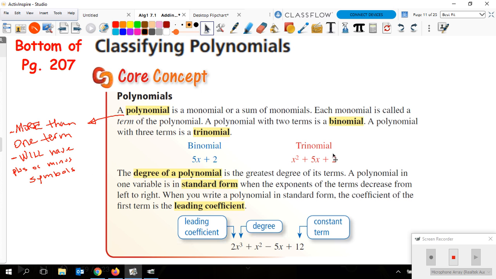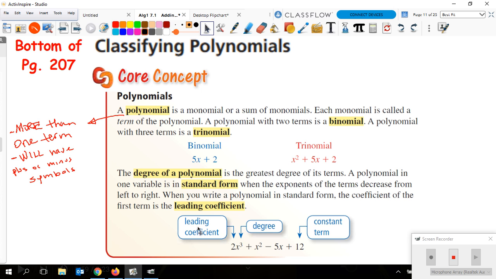could have 4 terms, 5 terms. This one's got 4 terms in it down here. There's not really any name for anything past 3. So if we have 2 terms, we call it a binomial. 3 terms, we call it a trinomial. But once we get to 4 terms, we just say a 4-term polynomial. We just call them polynomials then and name it by how many terms it has. This is a 4-term polynomial down here at the bottom.